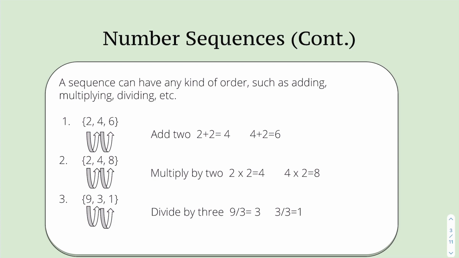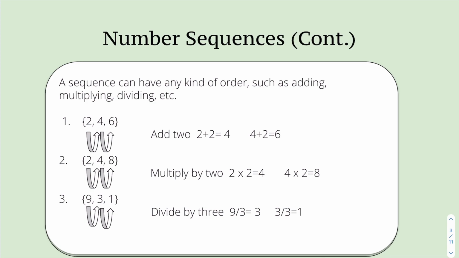So a sequence can have any kind of order, such as adding, multiplying, dividing, etc. That's what we went over in the last slide. So for the first example, the sequence is 2, 4, 6. You would add 2 to get 4, and then you would add 2 to 4 to get 6. The second example has 2, 4, and 8, and you would multiply 2 by 2 to get 4, and then you would multiply 4 by 2 to get 8.